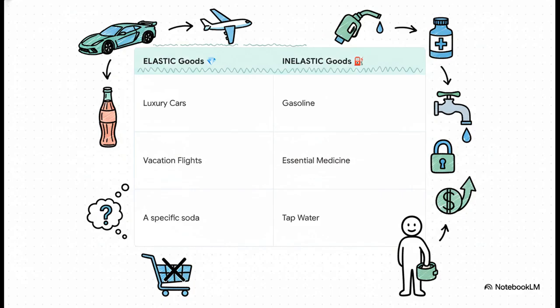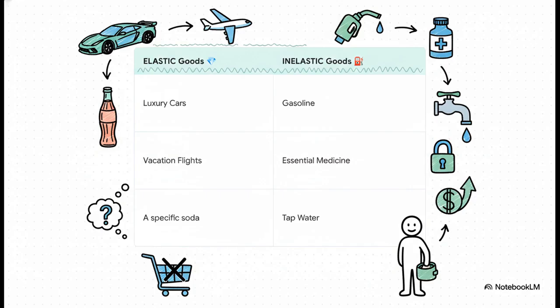Well, for the most part, it's the availability of substitutes. If the price of a BMW goes up, you have plenty of other options, right? You can look at an Audi, a Lexus, or even a different class of car altogether. The same goes for soda. If Coke raises its price, you can just buy Pepsi. Because there are lots of choices, your demand is highly price sensitive or elastic.